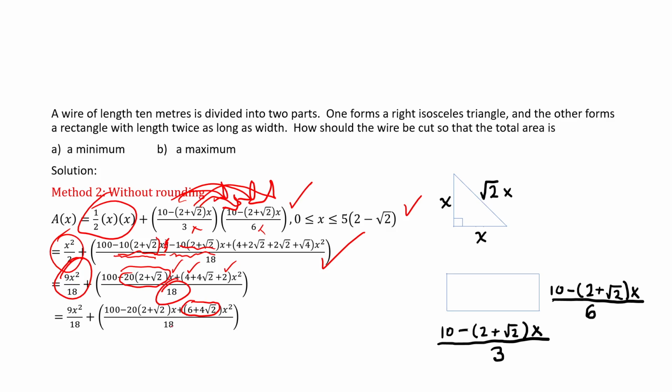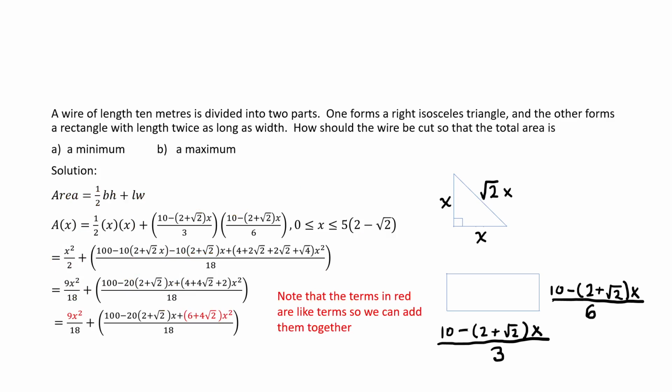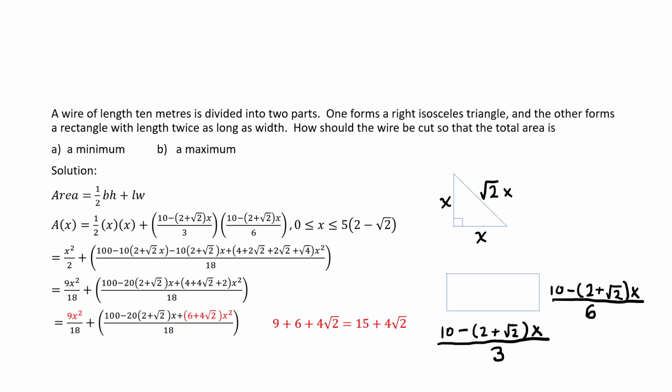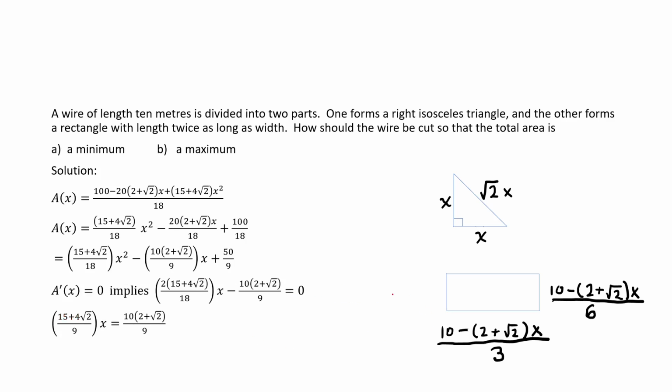So putting all of that together, what we see is ultimately we get 9x squared over 18 plus this quantity. And we recognize that 9x squared is a like term with the 6 plus 4 root 2 quantity times x squared. So we'll be able to add those coefficients. 9 plus 6 plus 4 root 2 will ultimately be 15 plus 4 root 2, as shown in the slide there. And so we can then say that our area as a function of x is given by this formula.